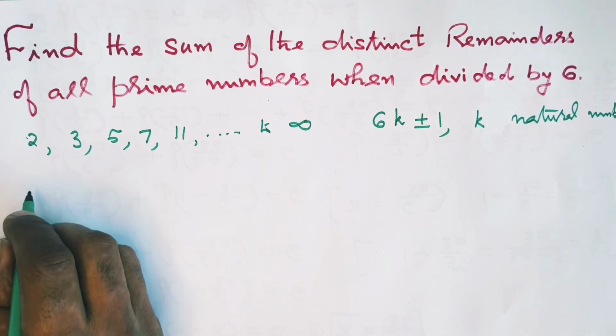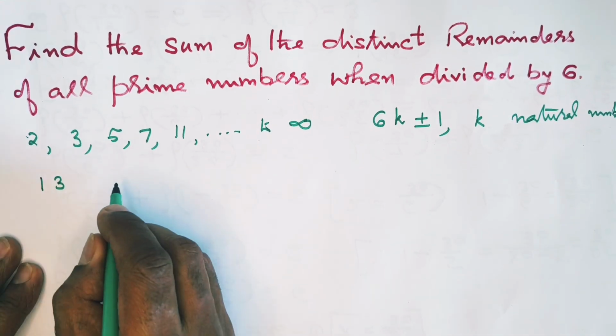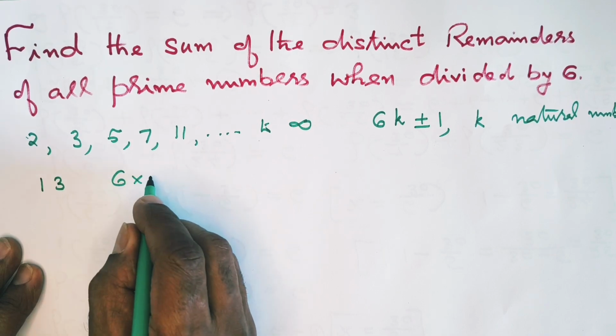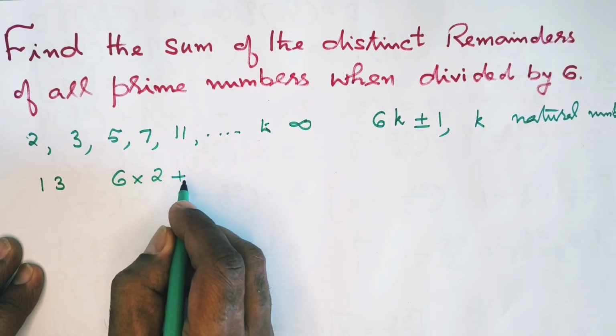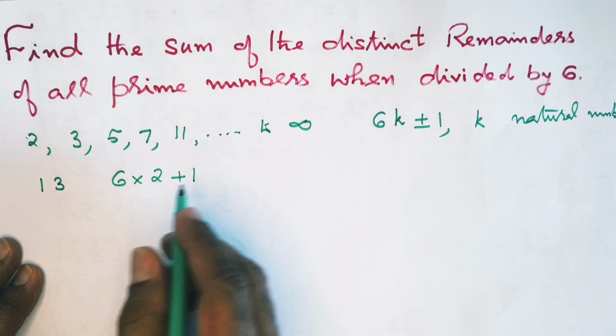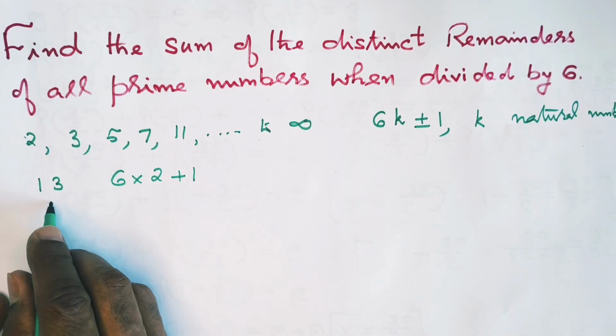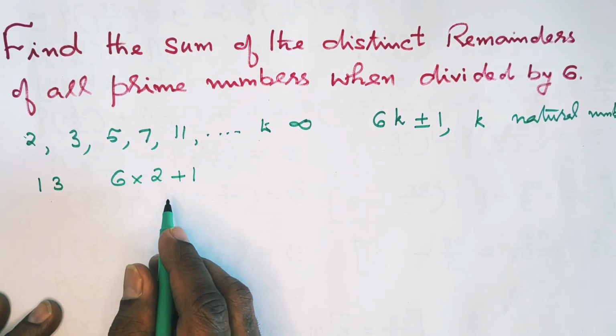Look at number 13, which is a prime number. It can be put in the form 6 multiplied by 2 plus 1. It's in that form where k is 2. 13 is a prime number, and we have expressed it in this format.